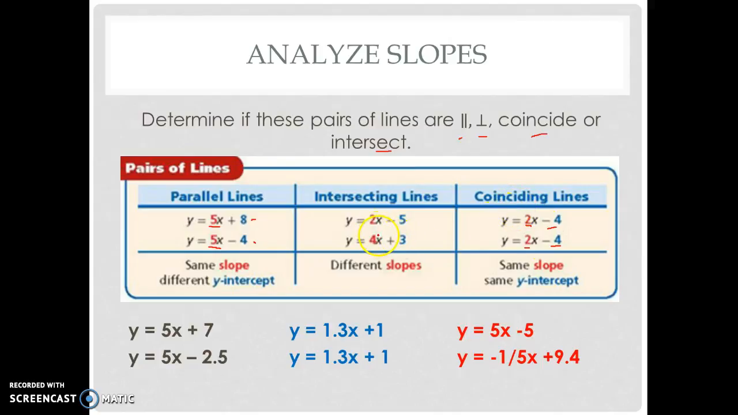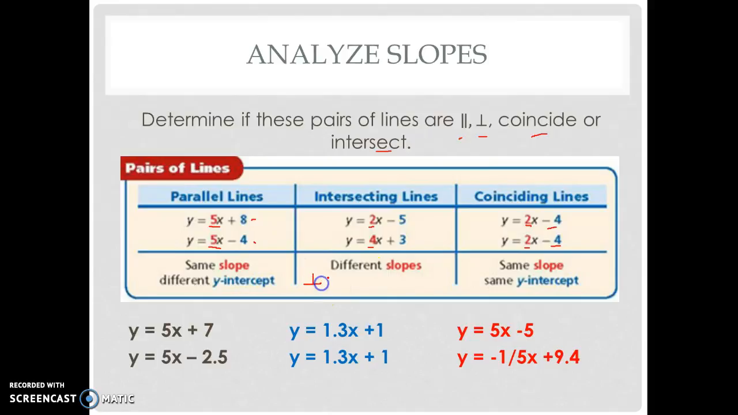Now, intersecting lines are going to be two lines that have different slopes. They could or could not have the same or different y-intercepts. That's not an important detail. What is an important detail is the slope. If the slopes are different, not only do they intersect, but you can determine if they are perpendicular.